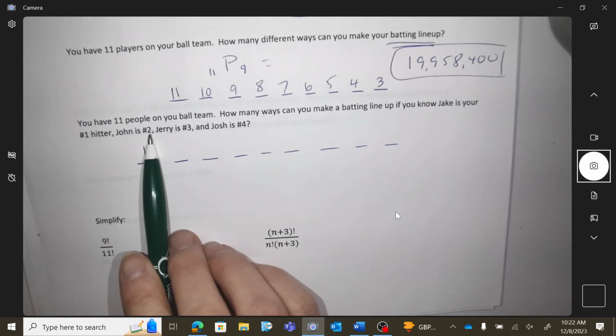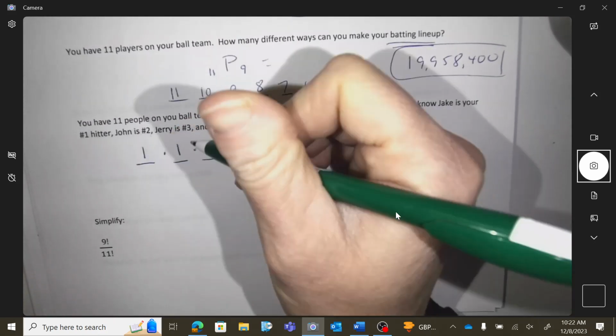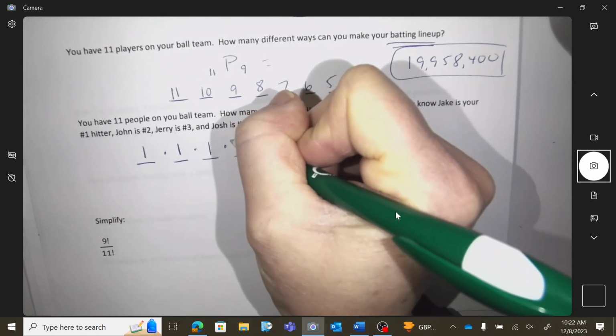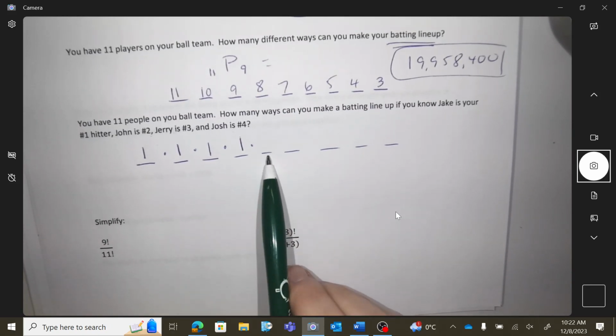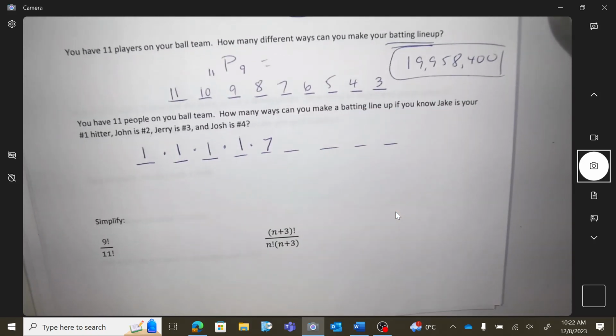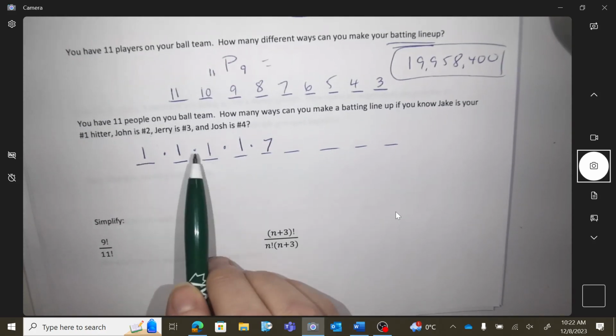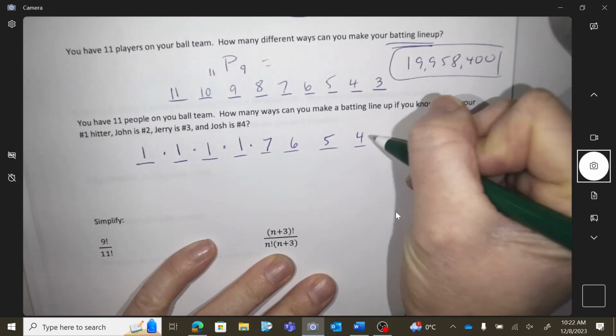John is going to be my number 2 hitter, so I only have 1 option. I already know Jerry's my number 3, and I already know Josh is my cleanup. And then I don't know who I want to put after that. So how many options do I have to put in my 5th position? I have 7 people left on my team now, right? Because I've already put 4 on the card. There were 11 people. So 7, 6, 5, 4, 3.